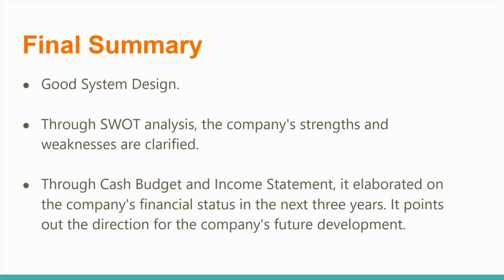In a word, for our QOC system, in this presentation, I mainly list 3 parts. One is the good system design, for both its web design and its backend design. Through the SWOT analysis, the company's strengths and weaknesses are clarified. Also, through the cash budget and the income statement, the company's financial status in the next 3 years is elaborated on. It points out the direction for the company's future development.